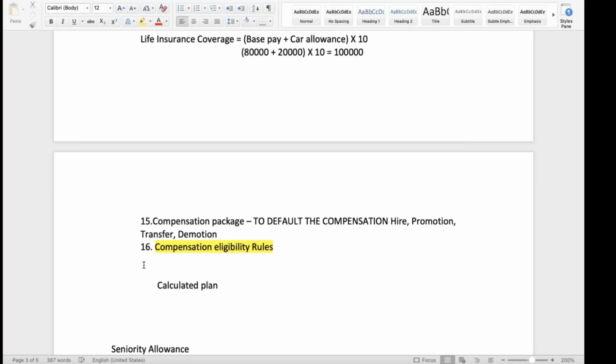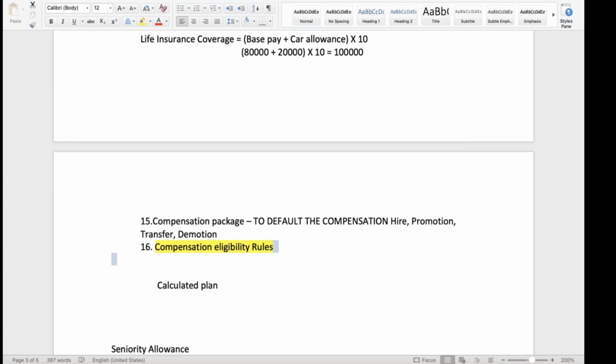Okay, this compensation will drive who is eligible for what. This compensation package will default all eligible compensation plans to employees in a few events, which include hire event, promotion, transfer, and demotion events. Okay, and then compensation eligibility rules.